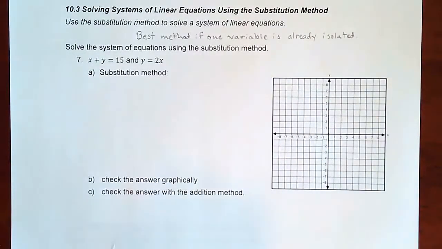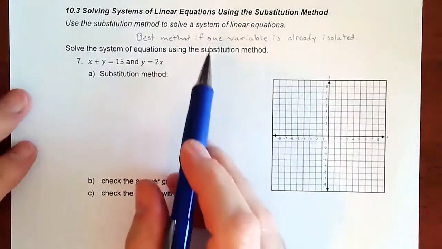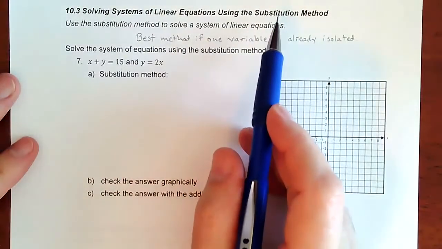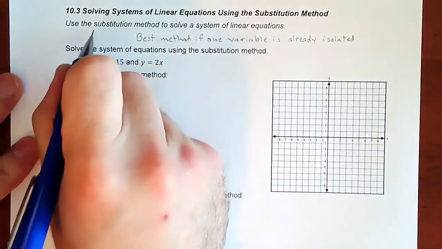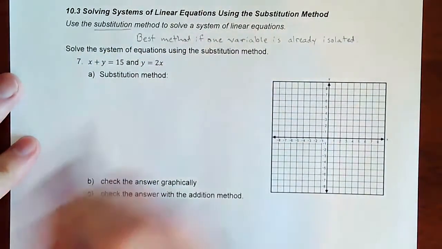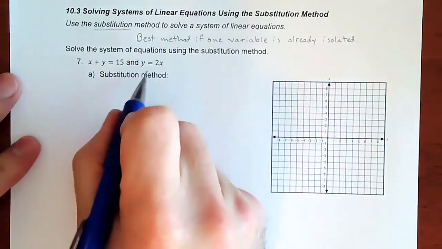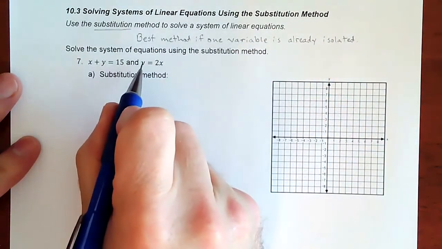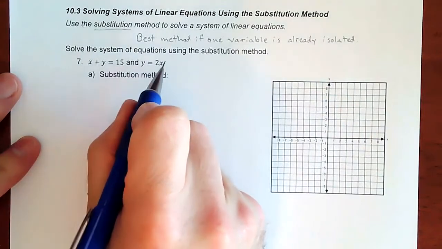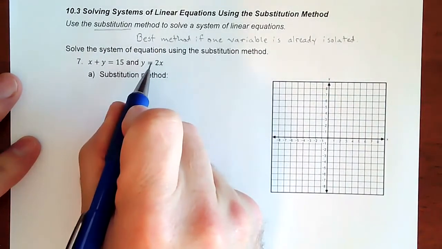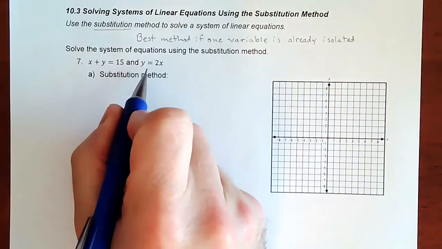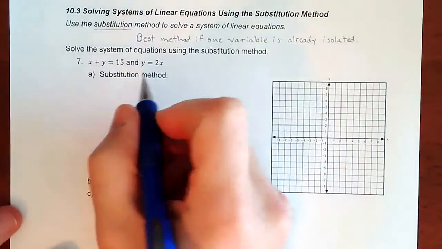In this video, we are going to talk about a different method of solving systems of equations called the substitution method. Substitution is a great method. It's the best method if one variable is already isolated, like this. So you already have a y equals something or an x equals something. Then substitution is a fantastic method. Okay, so let me walk through how you do that.